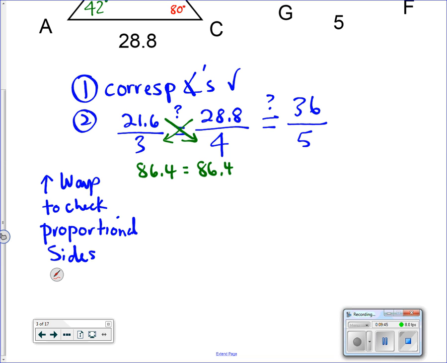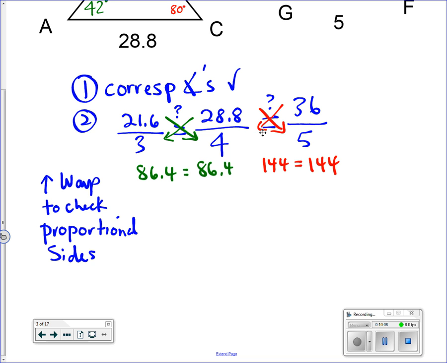Then I come over to the next set and I cross multiply there. And I get 144 equals 144. Now this is really important. I'm not worried that these didn't create the same numbers. These two fractions over here created a true situation, 144 equals 144. These two fractions created 86.4 equals 86.4.